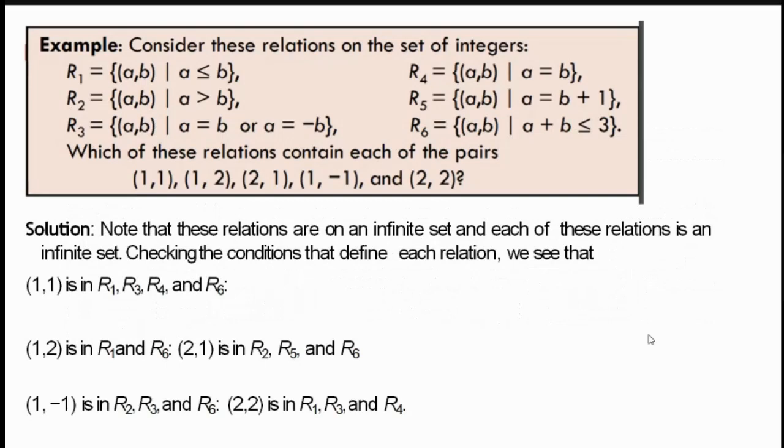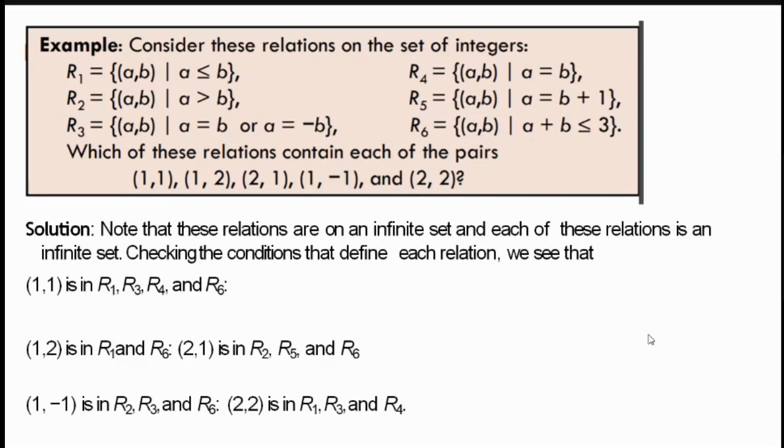Now, on a set or on two or more sets, you cannot say only one relation exists. There may exist multiple relations. So this particular slide will give you an example. Consider these relations on the set of integers. Here, around 6 relations were defined. According to these 6 relations, the given pairs of elements in both the sets A and B will be related.